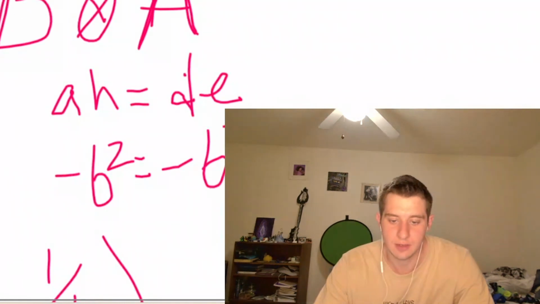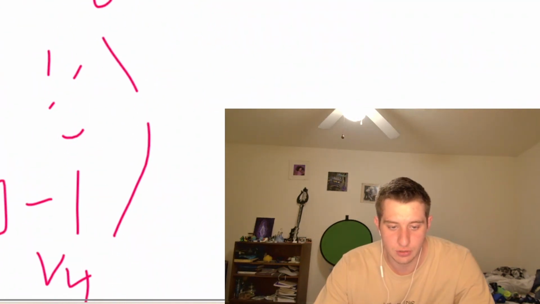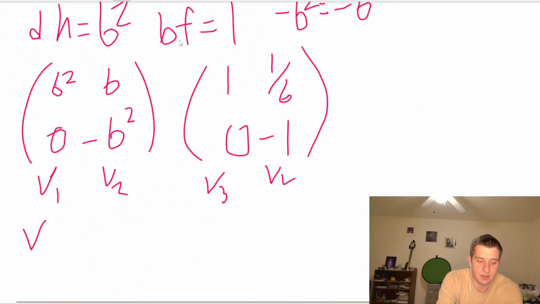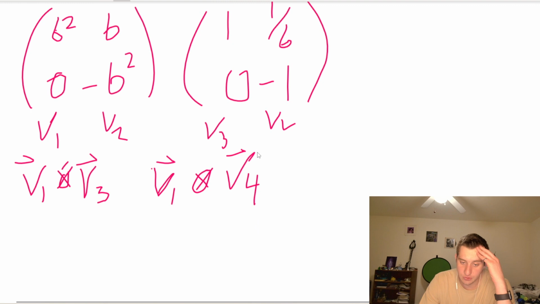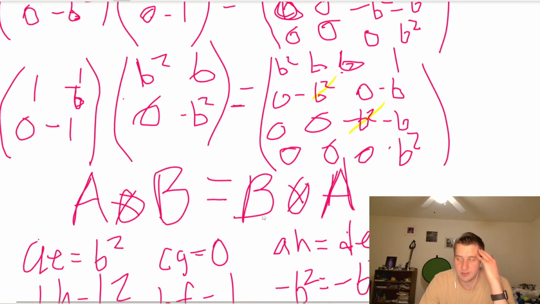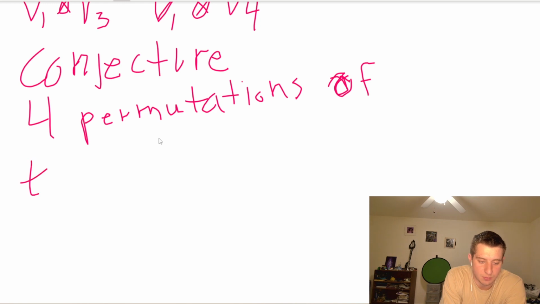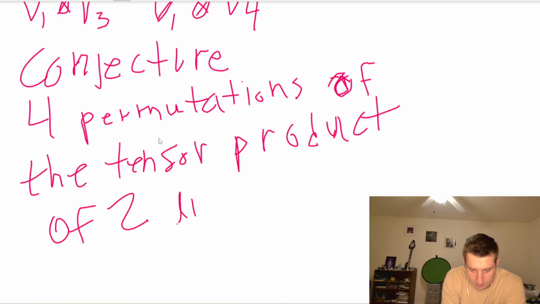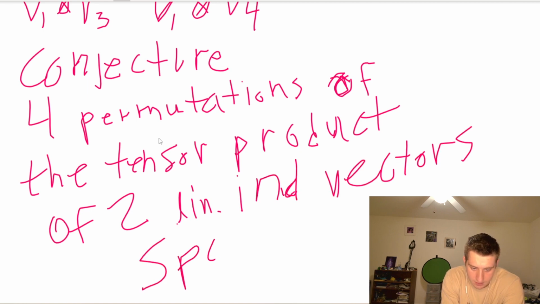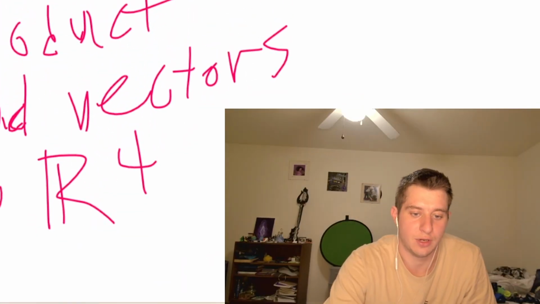I don't actually want to talk about that. I would be comfortable with making the conjecture that this tensor product, those just make column vectors that are the matrix of this tensor product. And what that would say to me is that you need the 4 permutations of the tensor products of 2 linearly independent vectors to span R4. That's how I'm going to end the video for all the real math heads out there who stuck to the end.